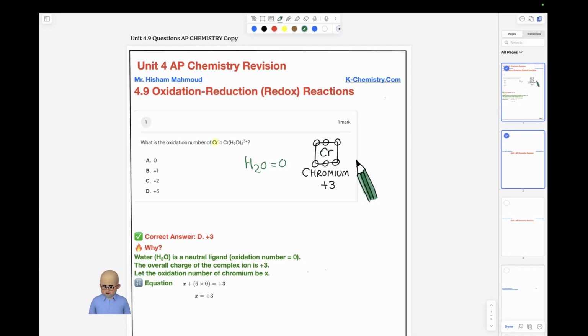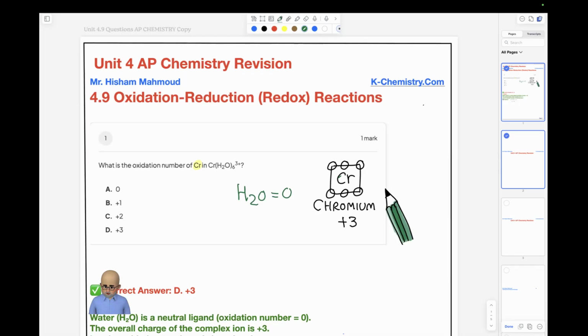The oxidation number of any neutral compound is equal to 0, so all of this is equal to 0. So this part, all of it is equal to 0. The 0 multiplied by 6 is equal to 0. If the chromium plus this 0 is equal to plus 3, so what is chromium? Chromium is equal to plus 3, so this is the correct answer.